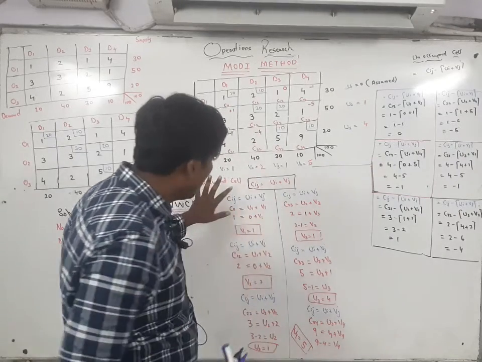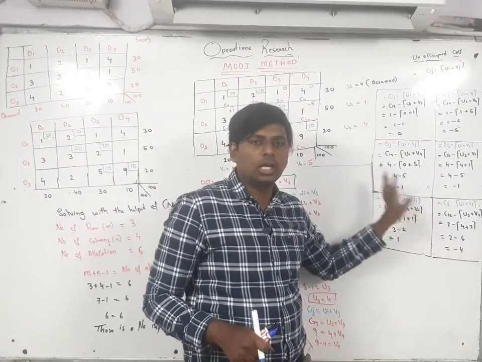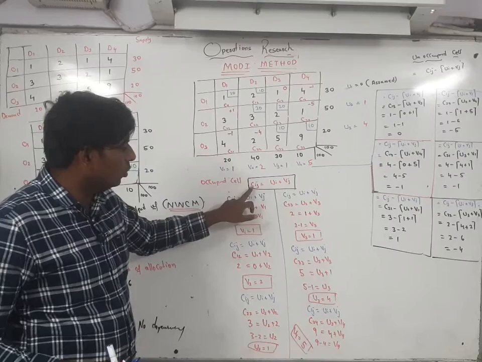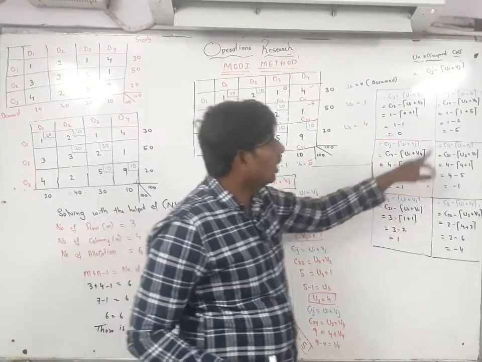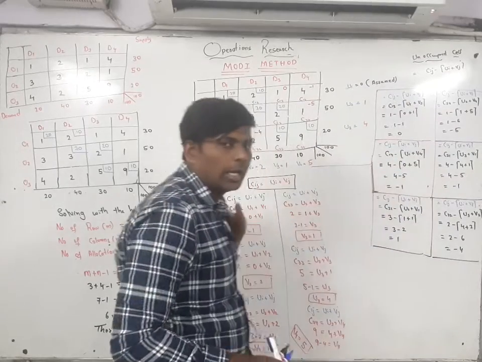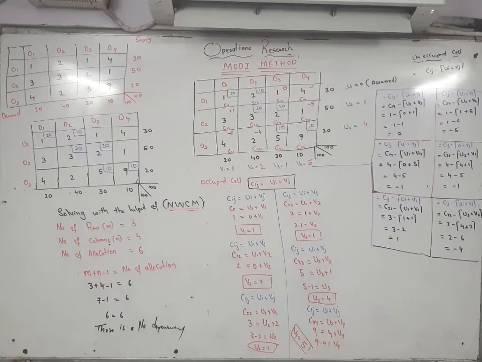So first you find out the allocated cell, next you find out the unallocated cell. For the allocated cell you have to use the formula Cij is equal to Ui plus Vj. For the unallocated cell, which formula do you use? Cij minus Ui plus Vj. Still the problem is there. First you find the allocated, then the unallocated. After getting these, you have to select the least one.